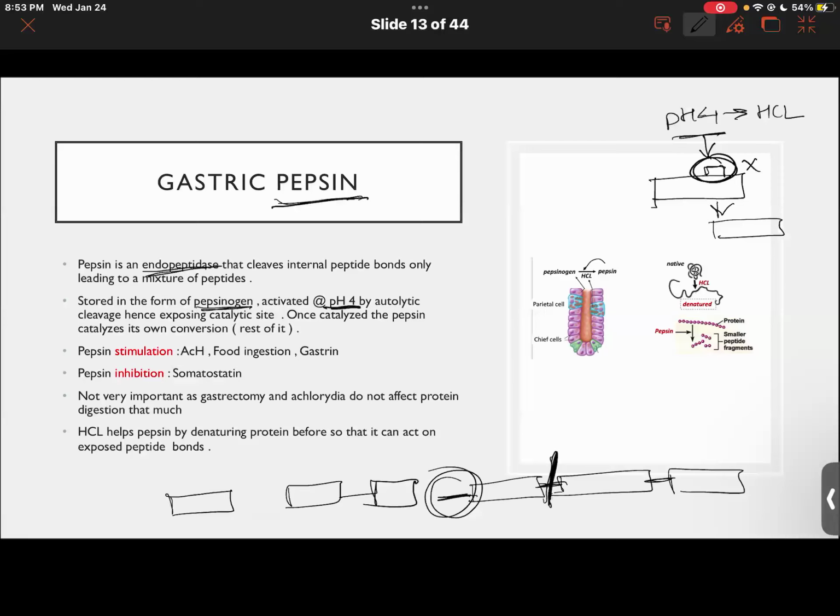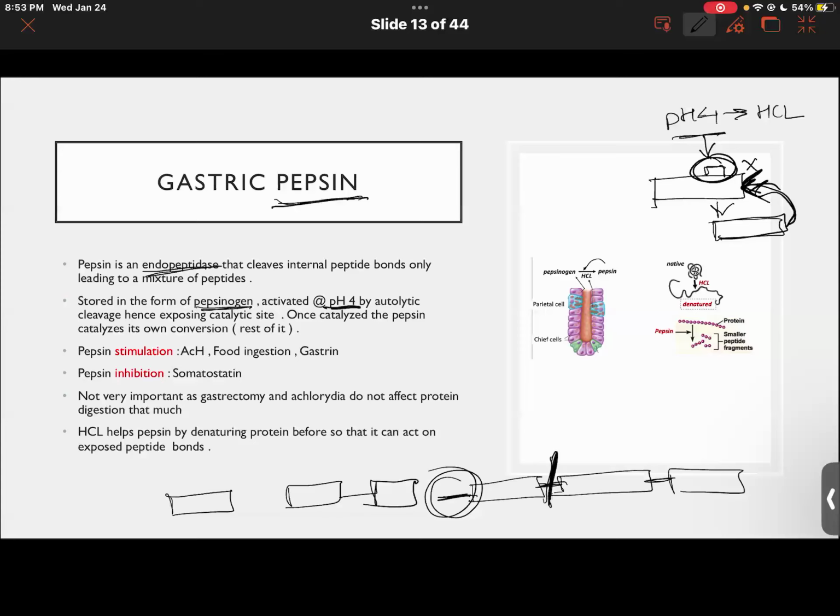And then once this pepsin is converted, it catalyzes the rest of the conversion. So the pH 4 is only required for the first few, and then the rest of them are catalyzed by pepsin themselves. So what stimulates pepsin? It's quite simple. I think remembering this is not the best way to go. I think the best way to do this is logic.